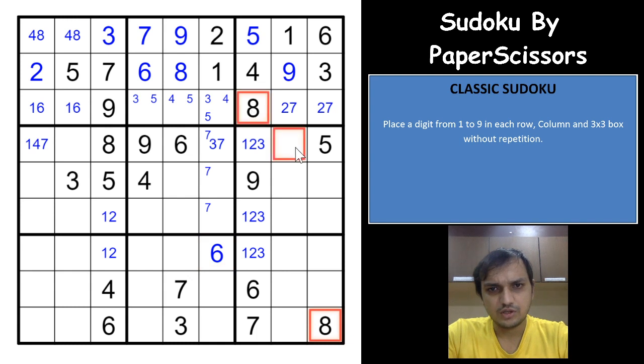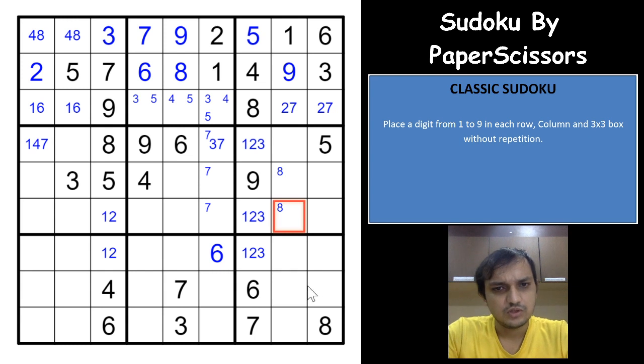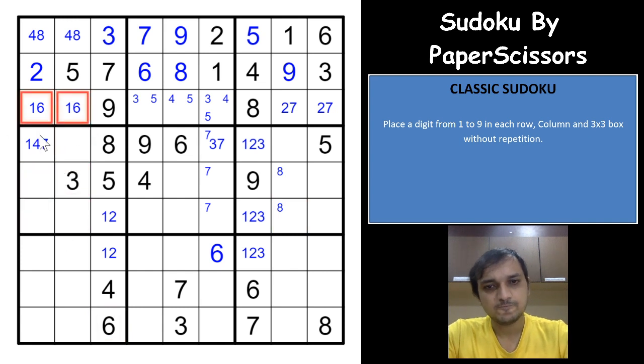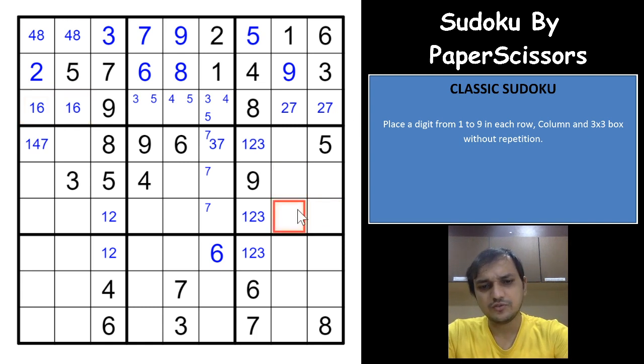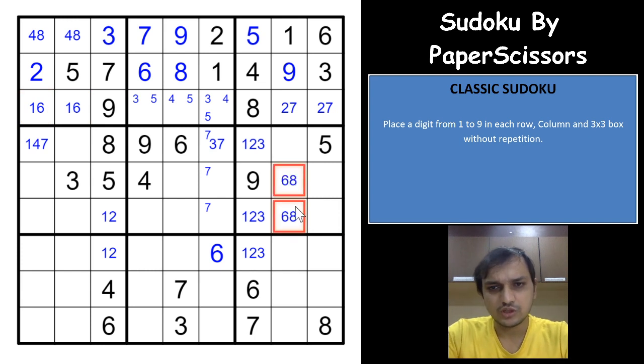8, 8 and 8. So 8 would have to be in one of these two cells. Have we placed all the 6s here? No, 6 cannot be placed here because of the 6. Oh yeah, 6 also will have to be in one of these two cells. So you have an 8 6 pair here. That's nice, a 6 8 pair in these two cells. Does that give us anything?